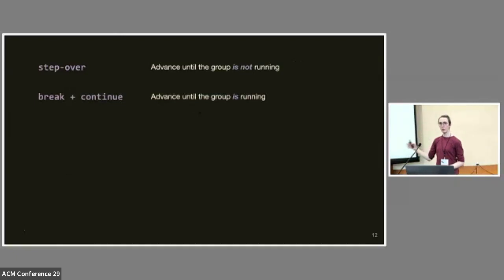And so to zoom back out for a second, we can really look at this mechanism. Stepping over a group really just means we are running our program until a group is not running. Comparing this with a breakpoint and a continue statement, that is running the program until a group is running. These are basically opposites. And just to point out the obvious, this is the same mechanism. This is all built on knowing what group is executing and when. But this lets us build a lot of very cool things.